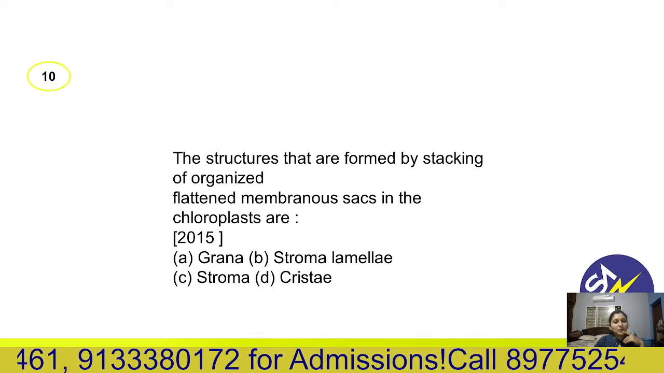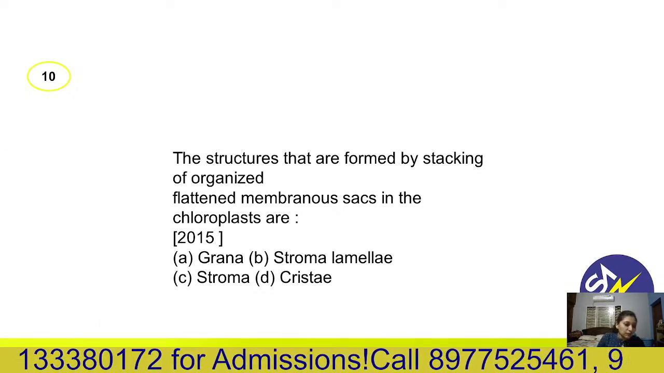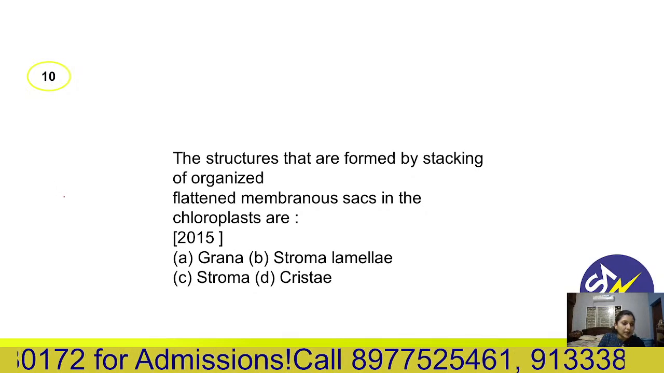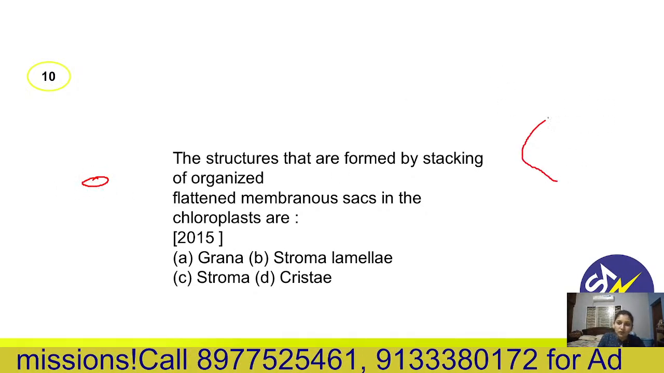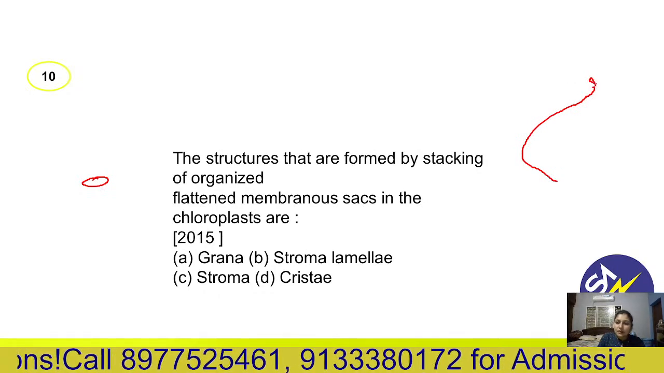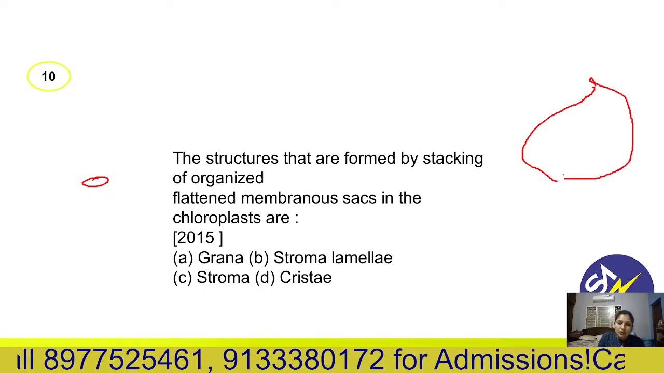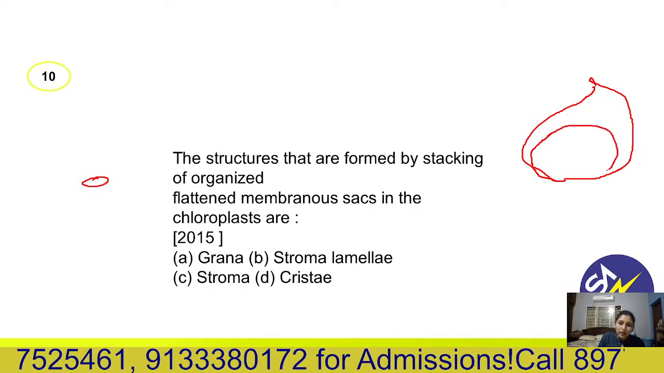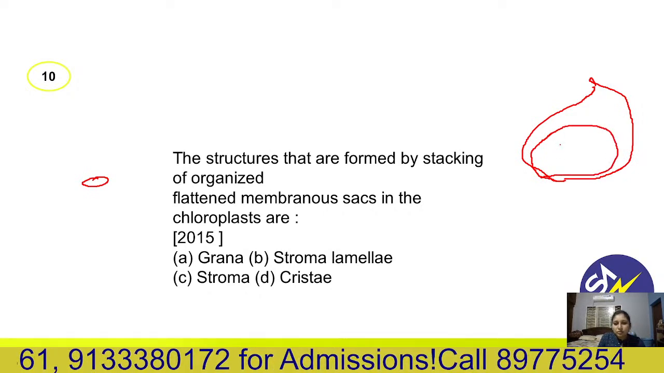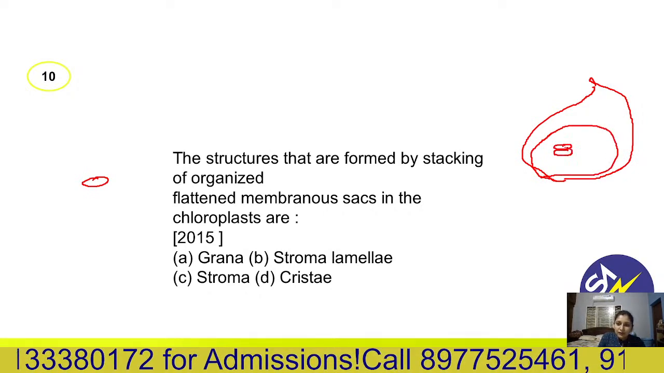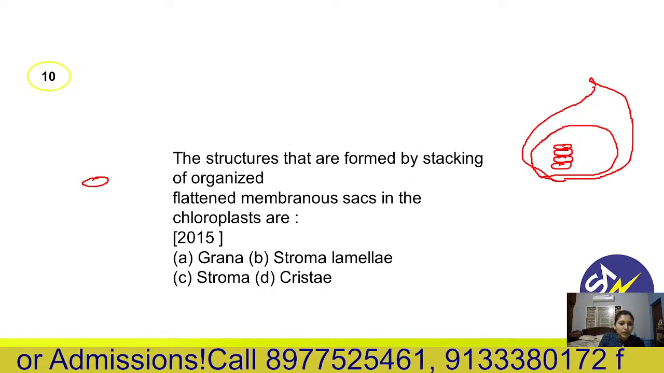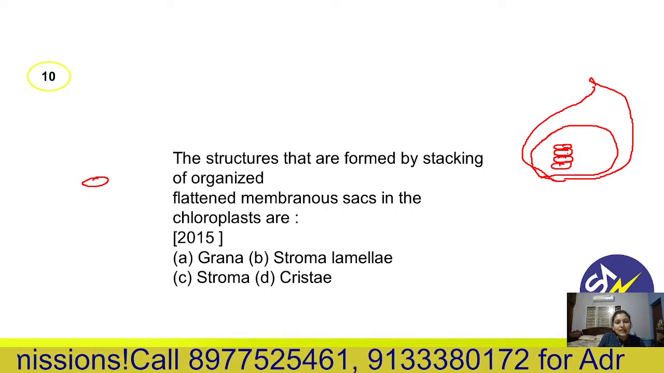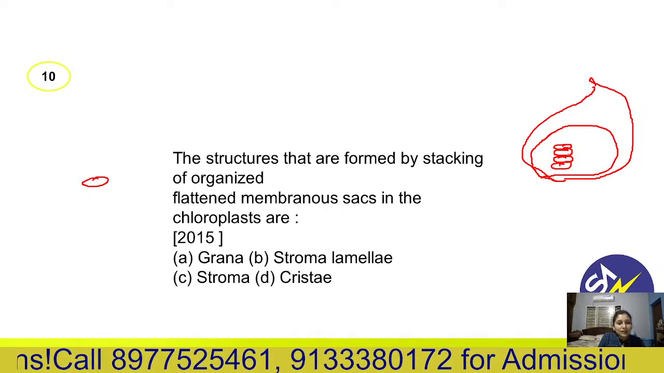The structure that is formed by stacking organized. See, what is this called, Niharika? And those who have joined, if I draw the structure of a chloroplast, it will be like this. Spare me for the bad drawing, okay? I just wanted to show this. We are talking about this part of the chloroplast. What are these called? Flattened membranous sacs in the chloroplast, stacked and organized.